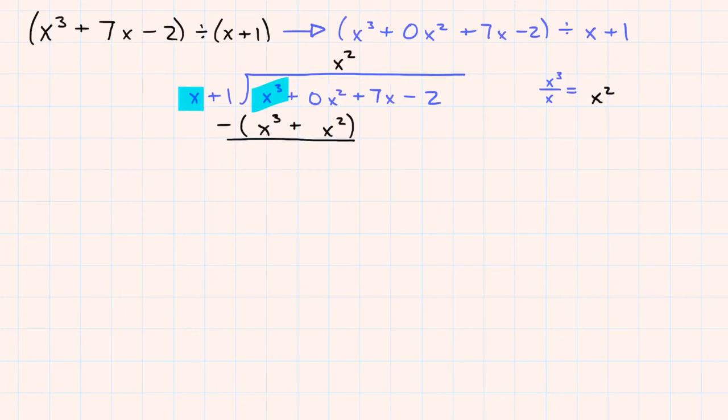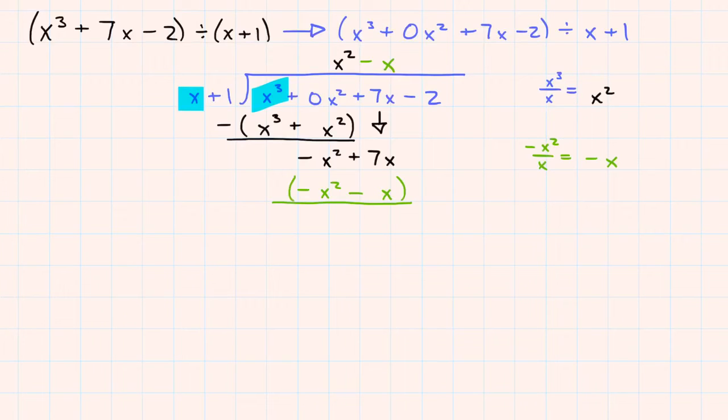So x cubed minus x cubed is 0, but the 0x squared minus x squared is just negative x squared. And then bring down the 7x, so plus 7x. Now I look at the negative x squared and the x, and I ask, what times x is negative x squared? Or you can divide. If I divide negative x squared by x, I get negative x, and I'm going to write that up above the 7x, so that I'm lining up my powers. So up top now I've got x squared minus x, and now I multiply negative x times x plus 1, which is negative x squared minus x.